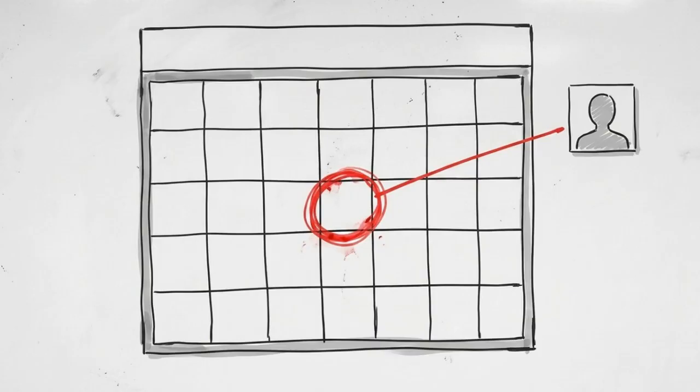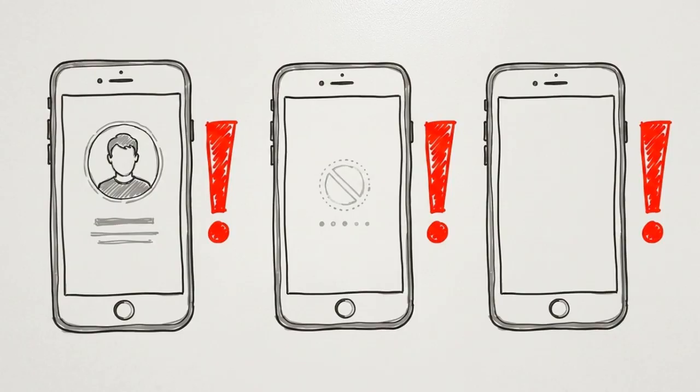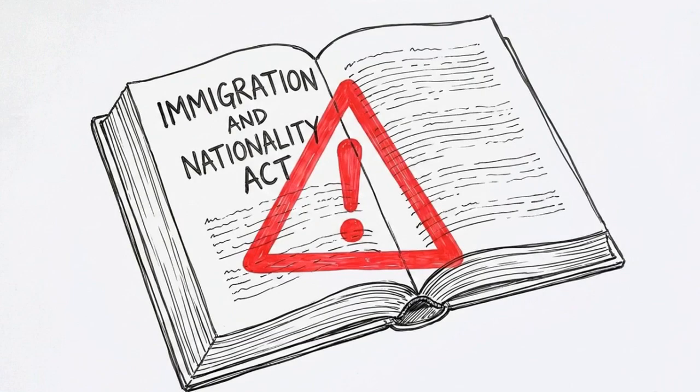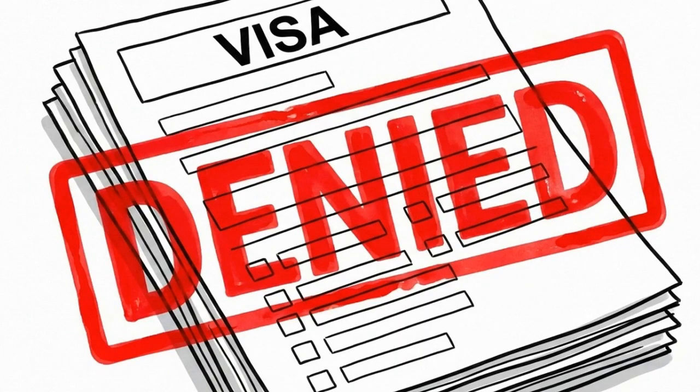If you maintained an account on any of these platforms within the last 5 years, it must be disclosed, even if the account is currently inactive, suspended, or deleted. Intentionally omitting an account is legally defined as a material misrepresentation under Section 212 of the Immigration and Nationality Act. This can lead to permanent visa ineligibility.